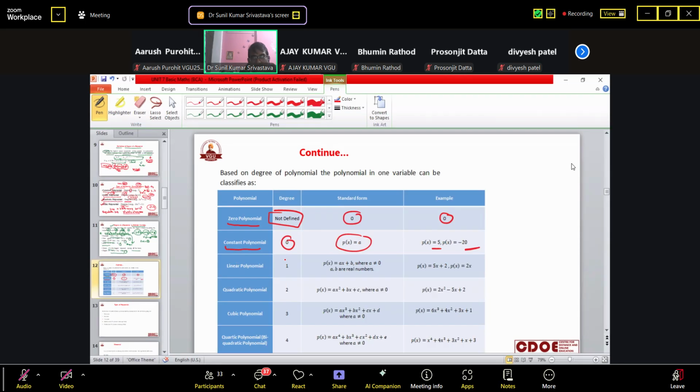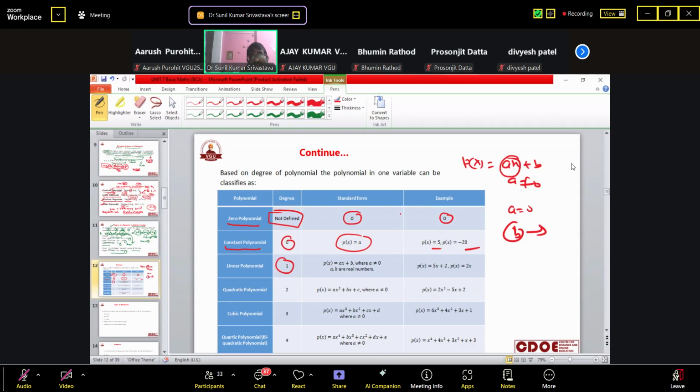Linear polynomial, degree is 1. The general expression is p(x) equal to ax plus b, where a is not equal to 0. The coefficient of x must be non-zero. Otherwise, it becomes the constant polynomial. If a is equal to 0, it becomes b, or the constant polynomial.